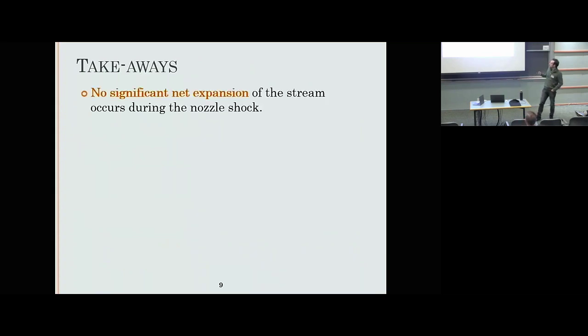So the first takeaway is that using this 2D approach to study the nodal shock, we do not observe a significant net expansion of the stream.